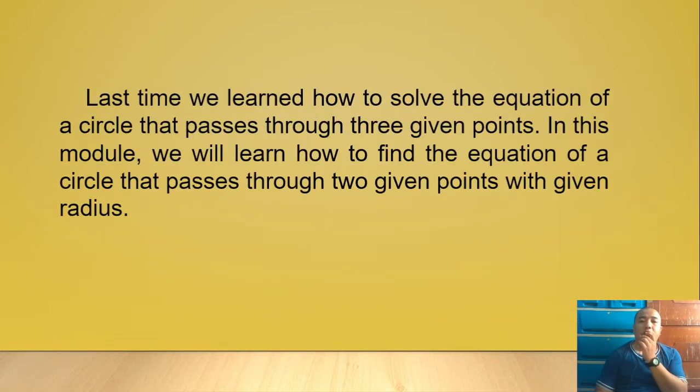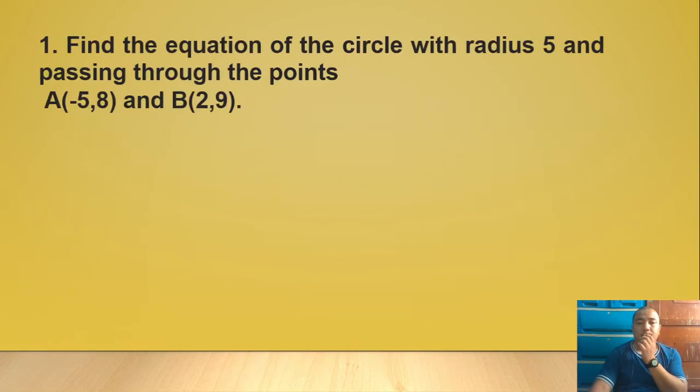Last time we learned how to solve the equation of a circle that passes through the 3 given points. In this module, we will learn how to find the equation of a circle that passes through 2 given points with given radius. So let's have here our first example. Find the equation of a circle with radius 5 and passing through the points A(-5, 8) and B(2, 9).